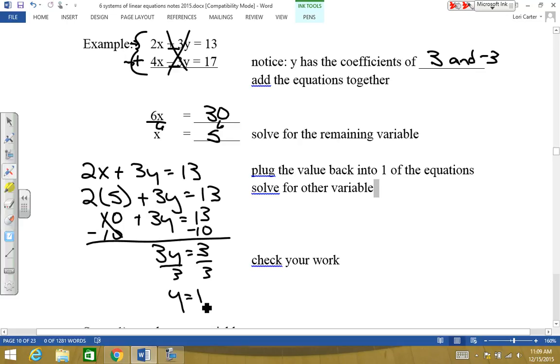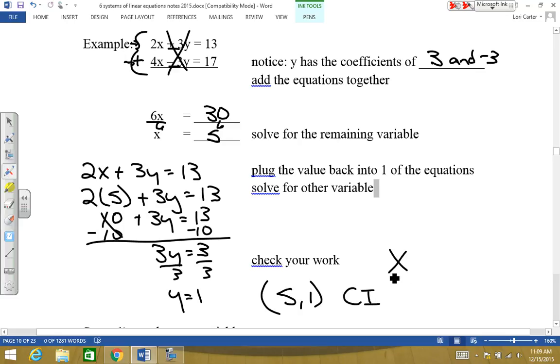Am I done? No. You gotta put that one in for y to check it. What's my answer? 5, 1. This is a point. So if these two lines meet in a point, what kind of lines are they? The ones that cross. What are they called? Consistent, independent. Because these two lines cross.